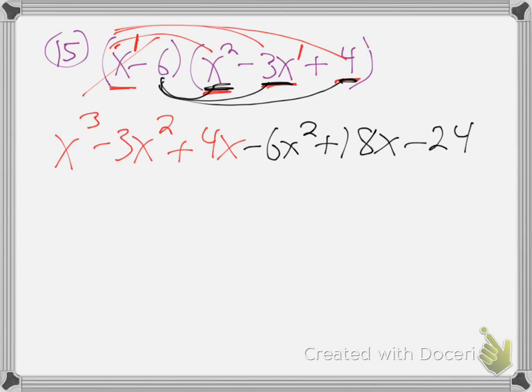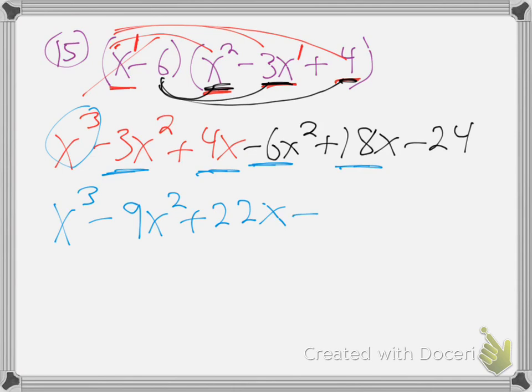Now we go into like terms, huh? So just start with the highest power. So I'll just start with x cubed. You can circle them, underline them, cross them off, whatever. So x cubed first. Next, do all the x squareds. So minus 3x squared and minus 6x squared. Minus 9x squared. And then the regular x's. 4x and 18x. 22x. And then the minus 24. There we go.